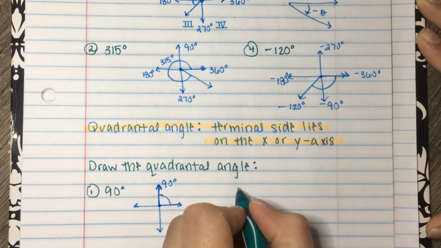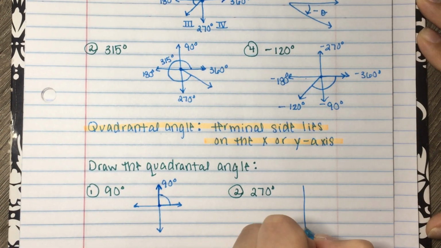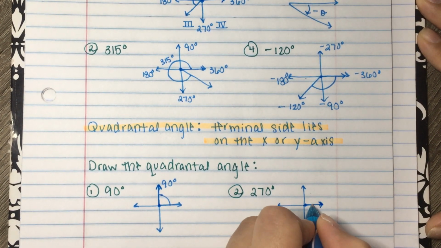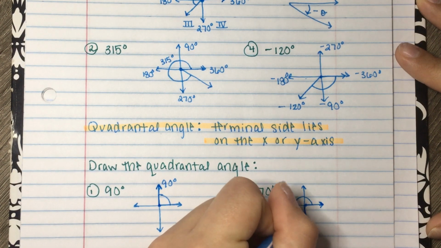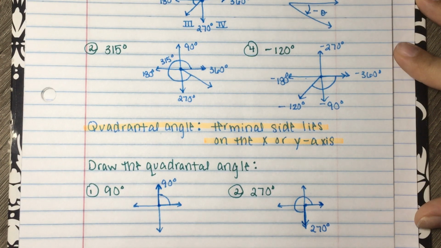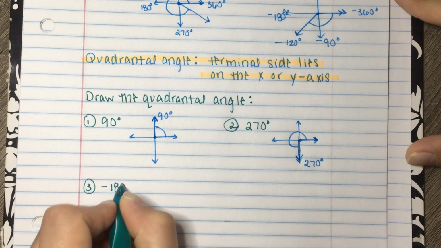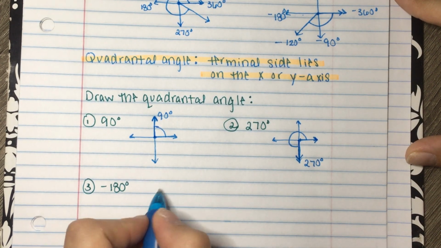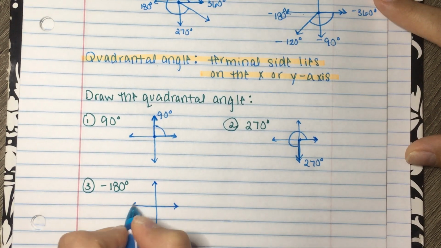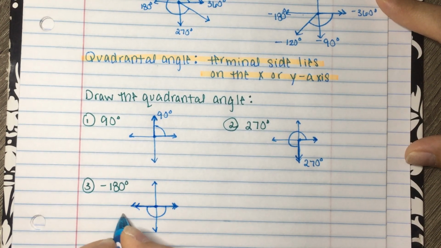All right, another quadrantal angle would be 270 degrees. When I open and I rotate, I don't land in a quadrant, okay, but instead I land right on that y-axis again, and that's 270 degrees. And then I'm just going to do one more for us, a negative. Here it is, 3. We'll have negative 180 degrees. All right, so any angle that opens up and its terminal side ends up lying on an X or Y axis, we're going to see that those are called quadrantal angles.